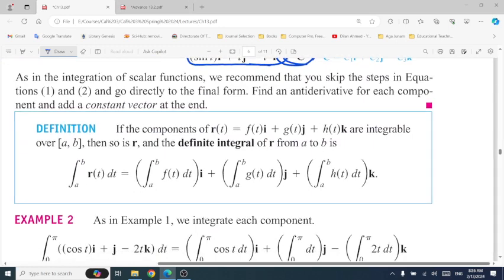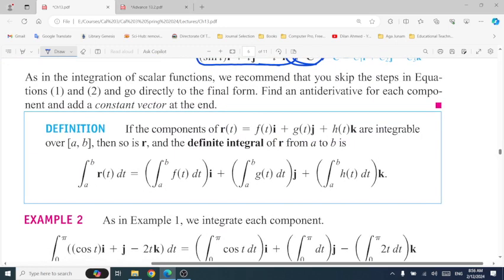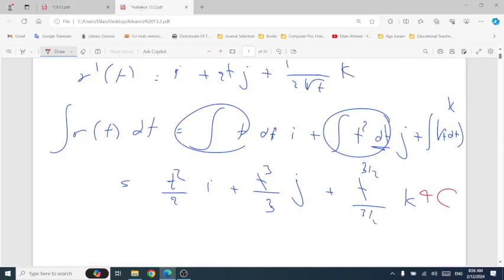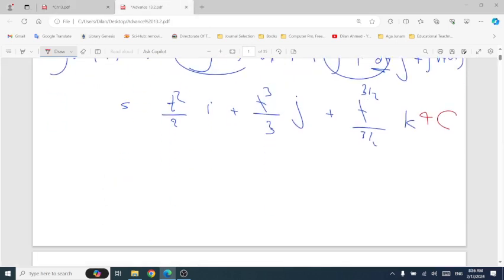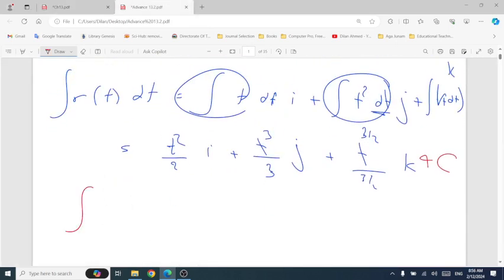How about if we have a definite integral? What do you mean by definite integral? In Calculus 1, we see that one is called an integral, but if I say from 0 to 1, r(t) dt, because I have an upper boundary and a lower boundary, upper limit and lower limit, we say it is a definite integral. So how do we find them?